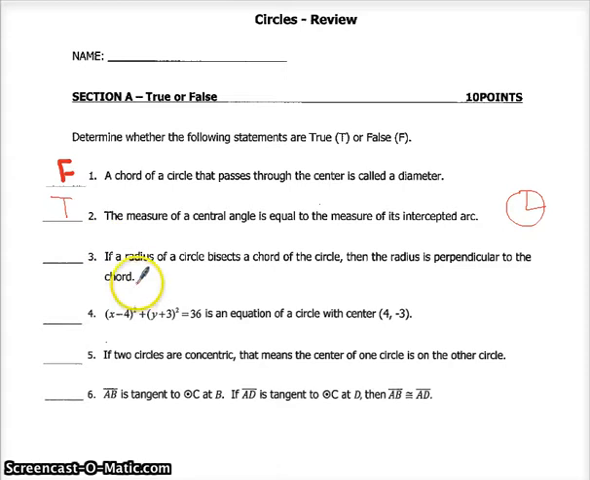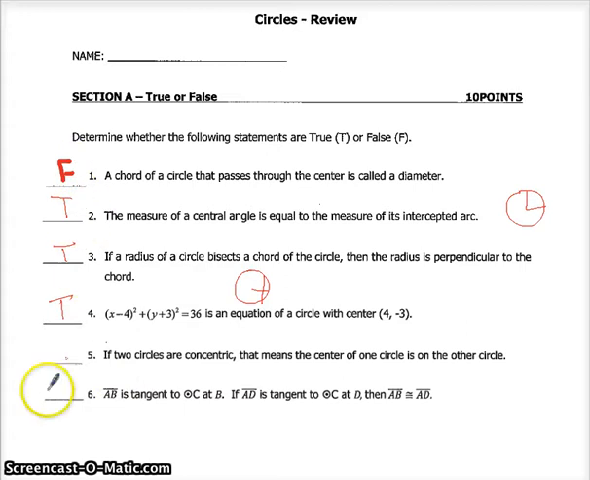If a radius of a circle bisects a chord of a circle, so if that hits a chord perfectly in half, then the radius is perpendicular. Yes, that's one of the theorems we did. This would be the equation of a circle. The center would be positive 4, negative 3. Yes. Wow, these are mostly true.